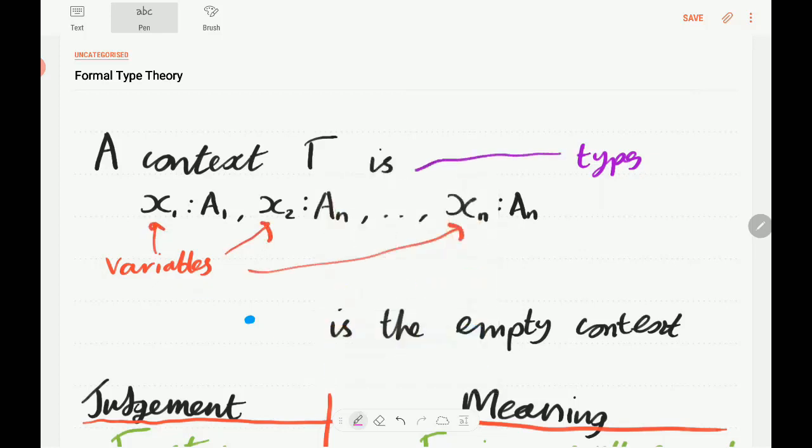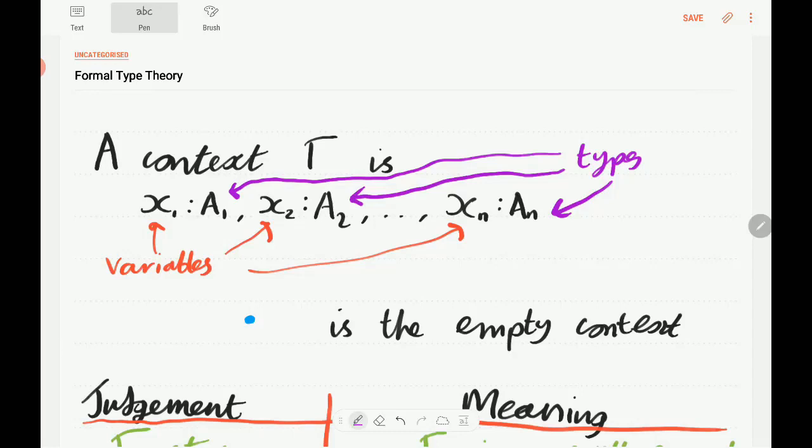And these variables have different types. So x1 will be a variable of type A1, x2 will be a variable of type A2, and xn is a variable of type Am. Now, I should say here, and this is a bit of a difference between dependent type theory and the kind of simple type theory that I discussed earlier.